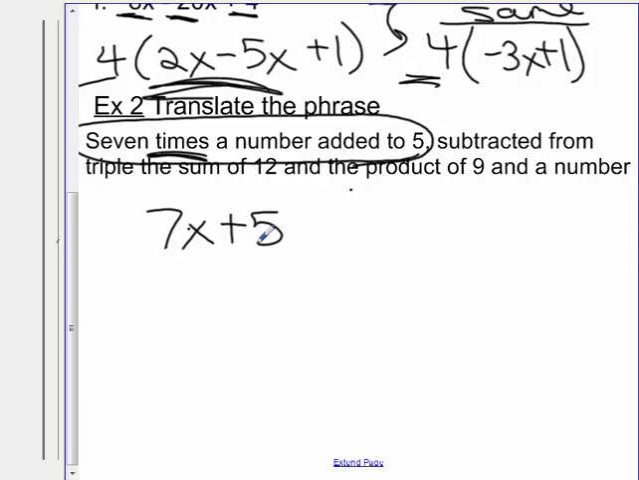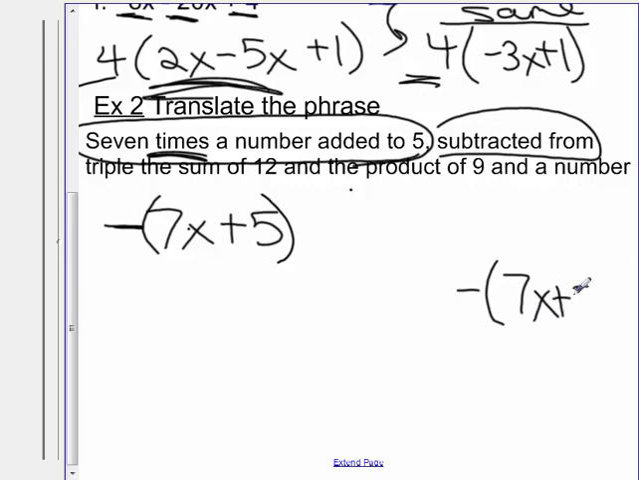Then I look and I have subtracted from. And that's the tricky part here. Subtracted from. Well, that means I'm going to take that first part, the 7x plus 5, away from something. So I have to put that in parentheses because I'm taking the whole thing away. Now, I'm going to rewrite it here. I'm going to write minus and then parentheses and then the 7x plus 5 there.